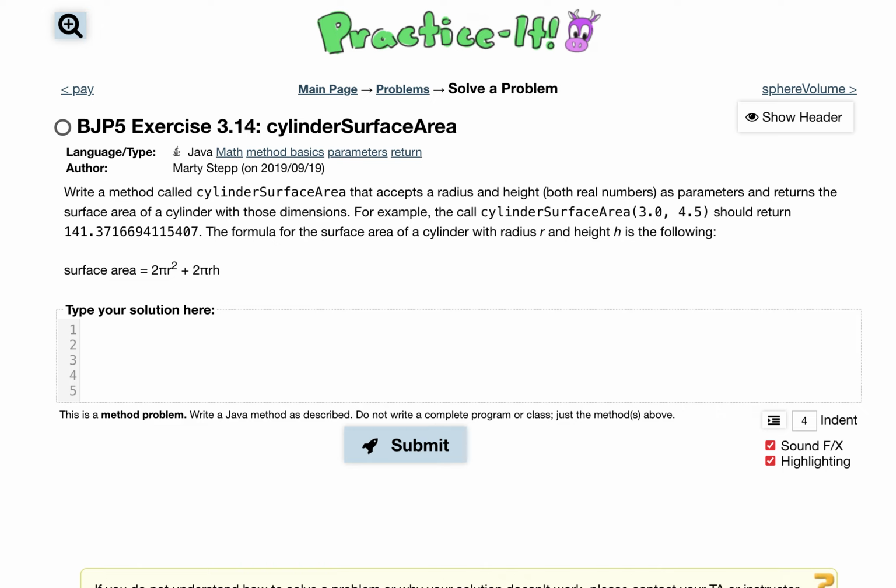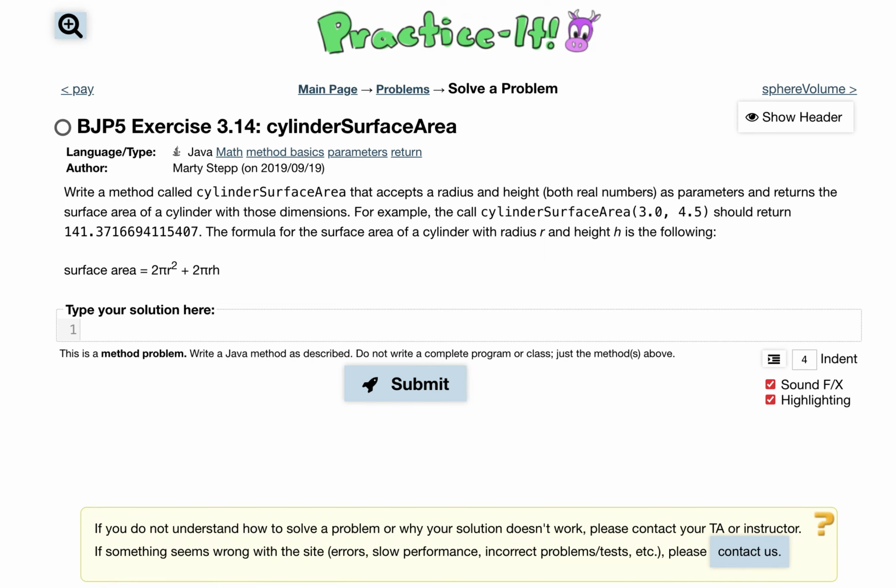The formula for the surface area of a cylinder with radius r and height h is the following. Surface area is equal to 2 pi r squared plus 2 pi r h. Yes, this problem looks like there's a lot of math, and there are a lot of calls involved with math.pi, but that's pretty much the only unique thing about this problem, considering the call of math.pi, which returns 3.14159 or whatever that decimal is.